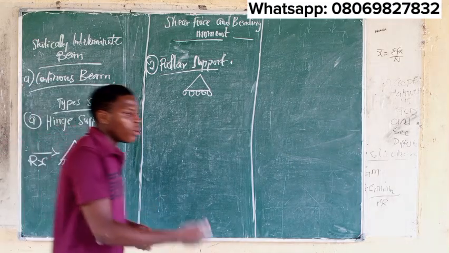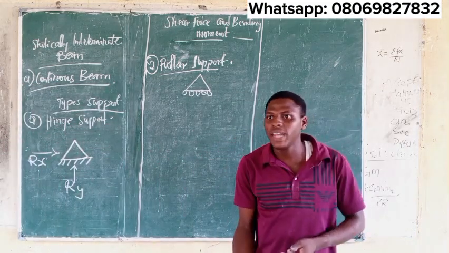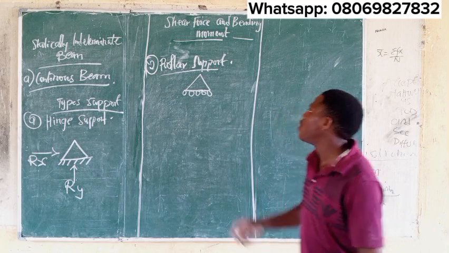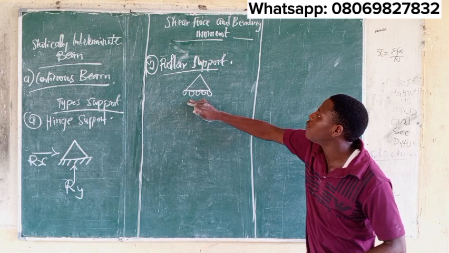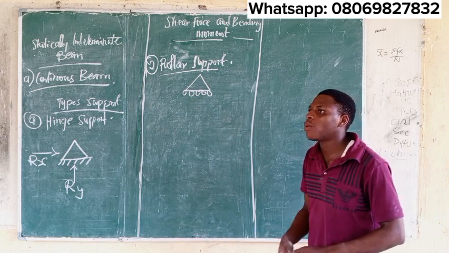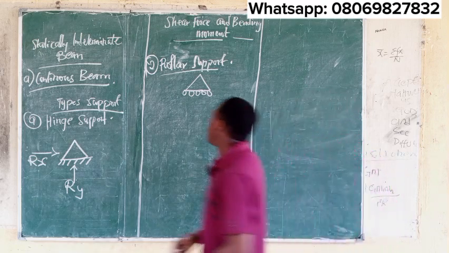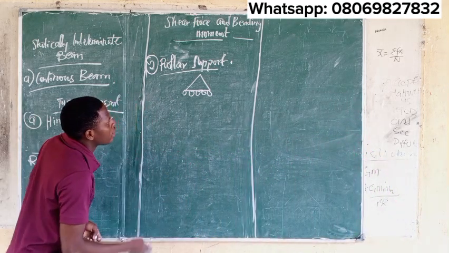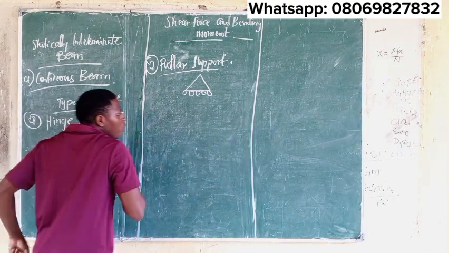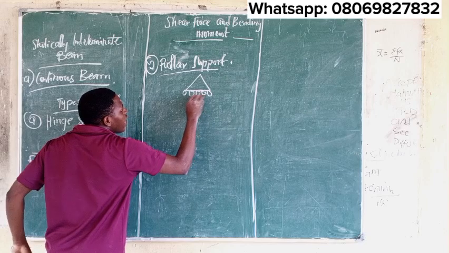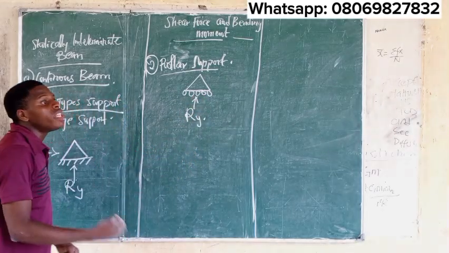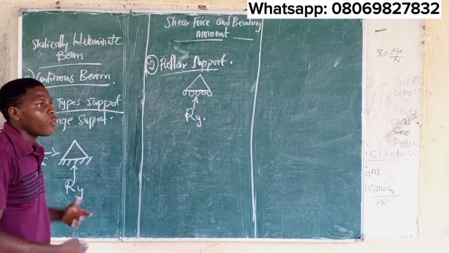And we know that a support is any material that is placed under the beam. That is your support. Now, if you have a support of this manner, this is a roller support, and we said it is characterized by one reactive force. The roller support moves only horizontally. So it has a reactive force, RY. That is the only reactive force your roller support will have.